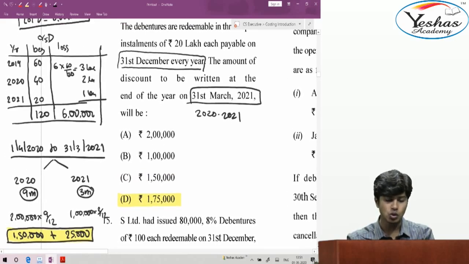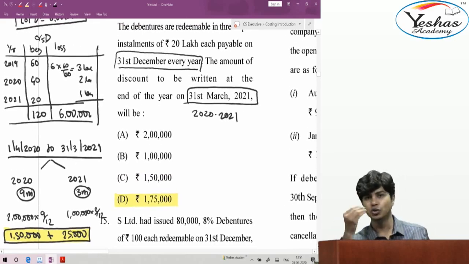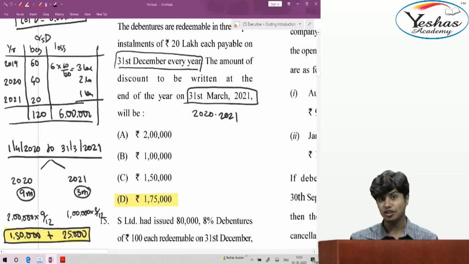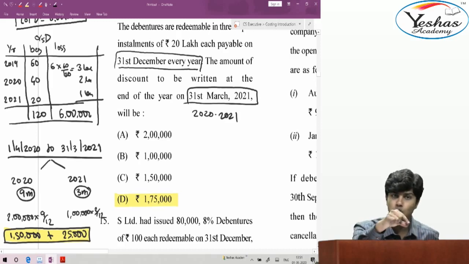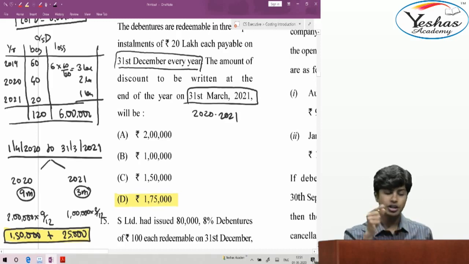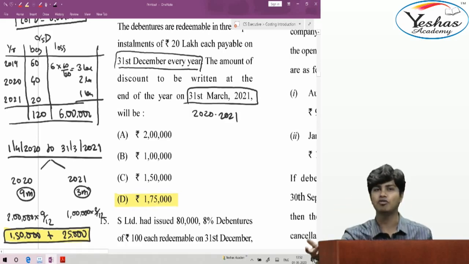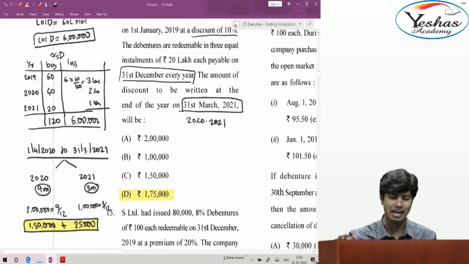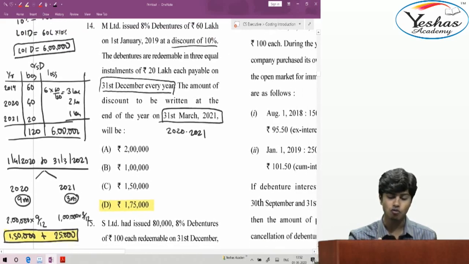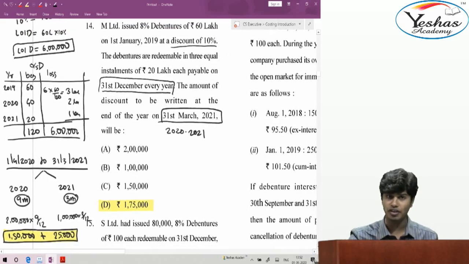So the important point here is the issue is made on 1st of January and redemption is happening on 31st of December. So that is the calendar year for redemption. But they are asking for the amount to be transferred to the P&L account in the financial year ending 31st of March 2021. So some part of 2020 and some part of 2021 is to be computed. 2020, April to December, that is 9 months, as January, February, March are eliminated out of 12. However, those 3 months are counted in 2021. So once we do this, we arrive at the answer of 1,75,000. That is with respect to question number 14. I hope you got a fair idea on this question.